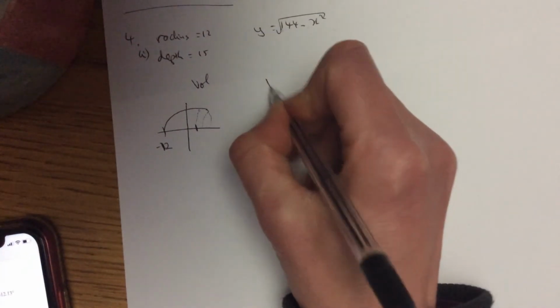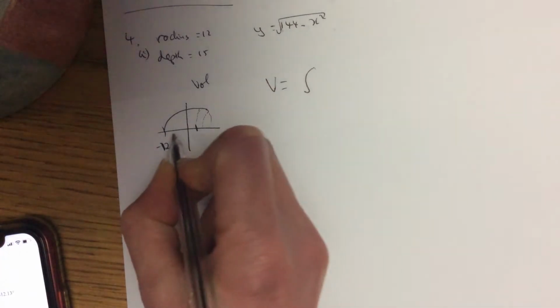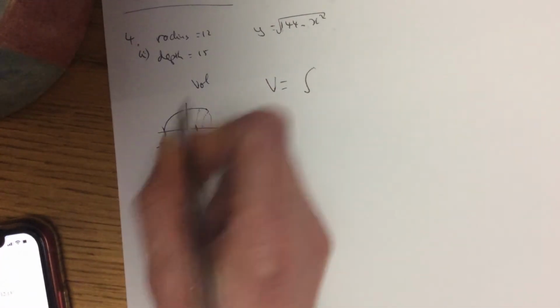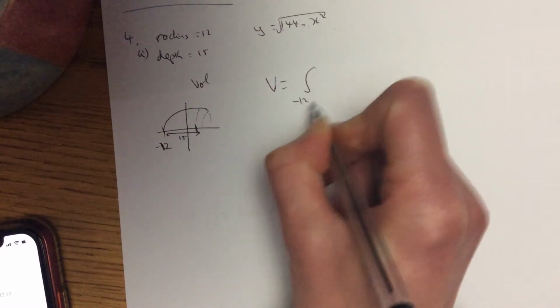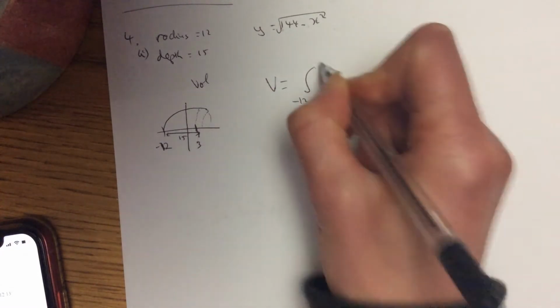Okay. Same year, only I'm going to have a look at the C4 paper here. So number 4 is quite an interesting one. You're looking for the volume. Now this is the bottom of your tank, and you want to have a depth of 15. So your first limit is minus 12, but you're only going up as far as 3.